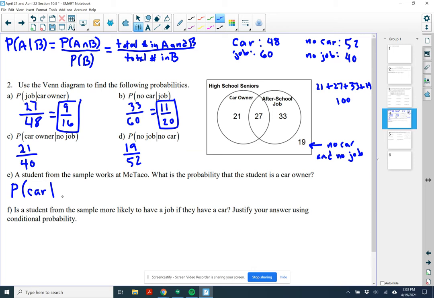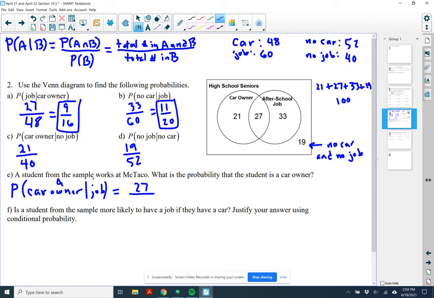given that the student has a job. Probability that they're a car owner given that they have a job. So we take the total number of car owners that have a job. So we have to look at where they overlap. Car owners that have a job, that's 27, and divide by the total number of students that have a job.